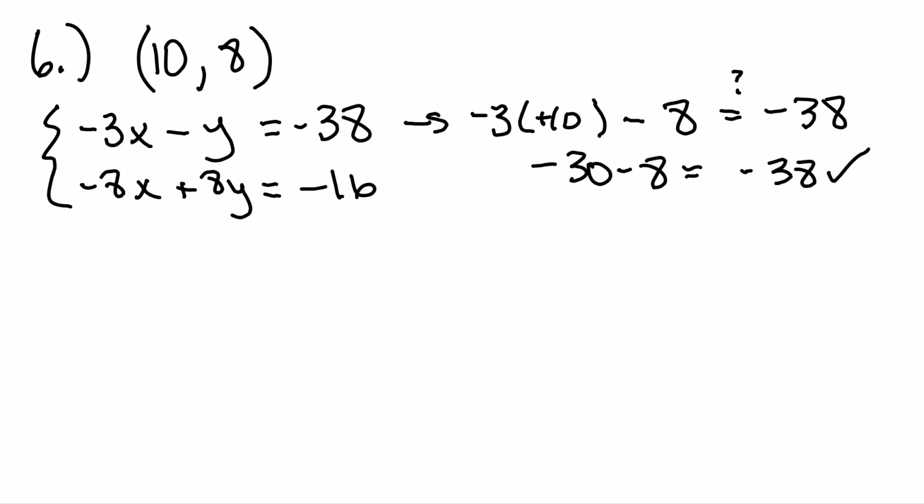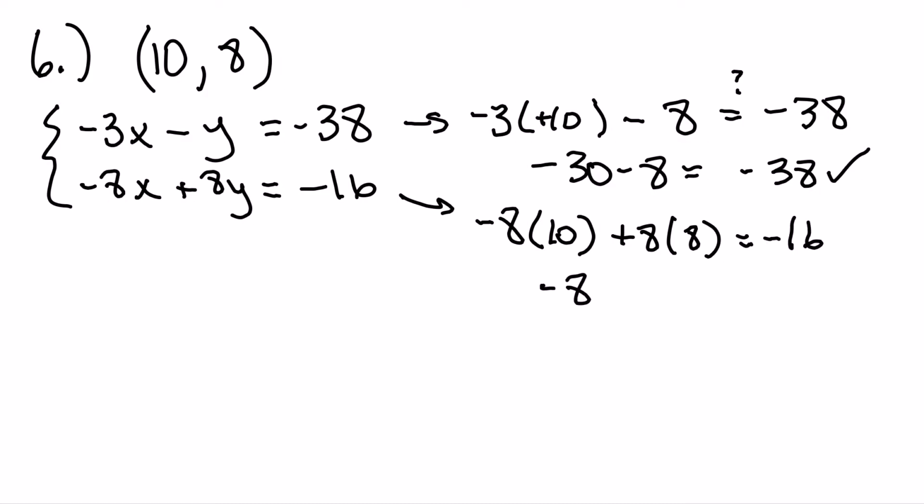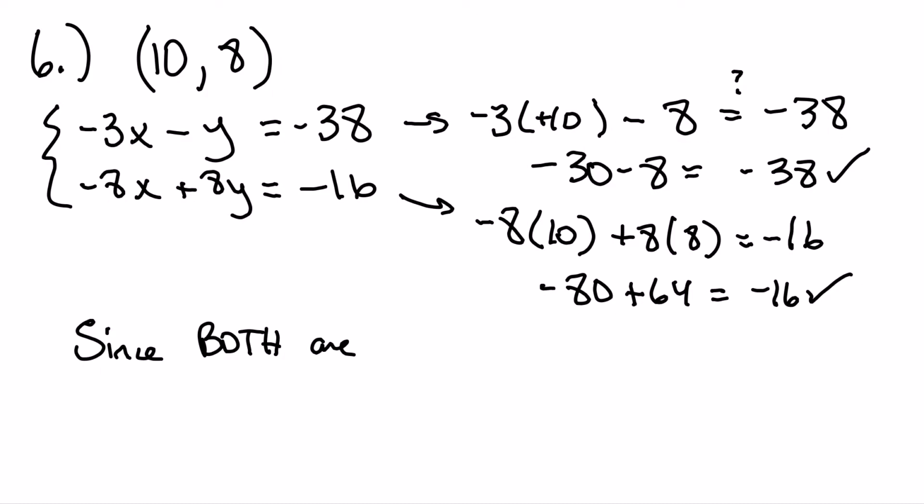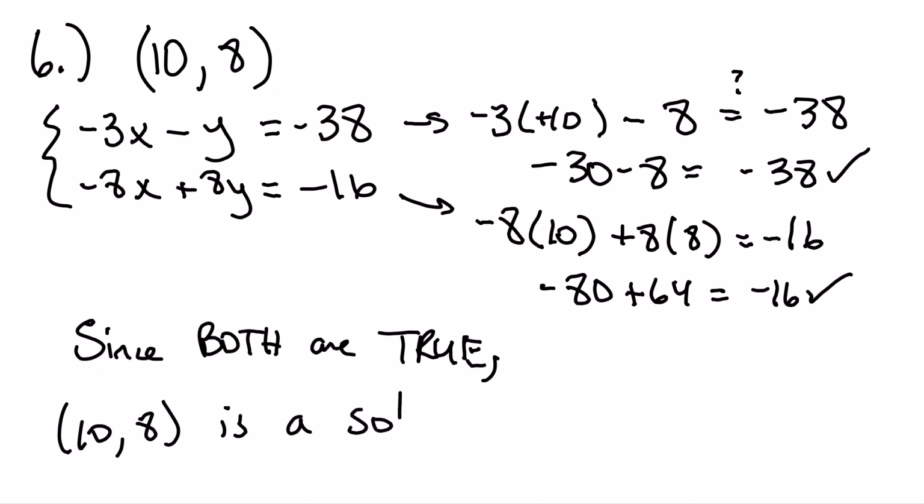Now I have to check the bottom. Negative 8 times 10 plus 8 times 8. Does that equal negative 16? I get negative 80 plus 64. Does that equal negative 16? It does. Since they're both true, I say since both are true, 10, 8 is a solution.